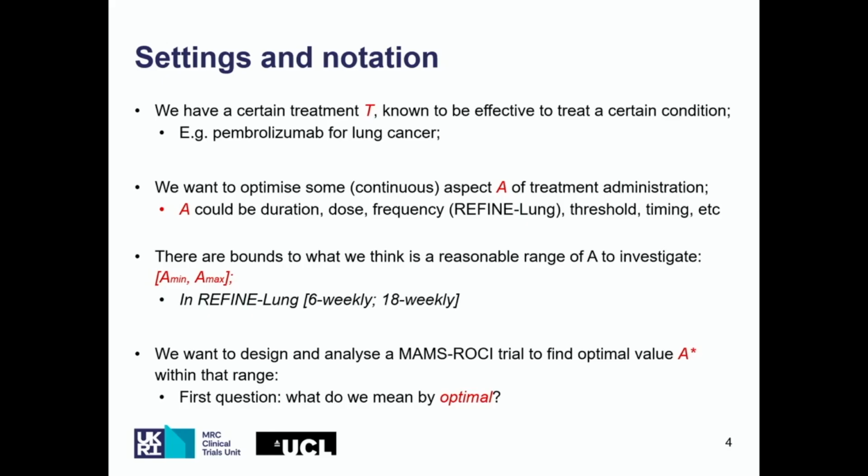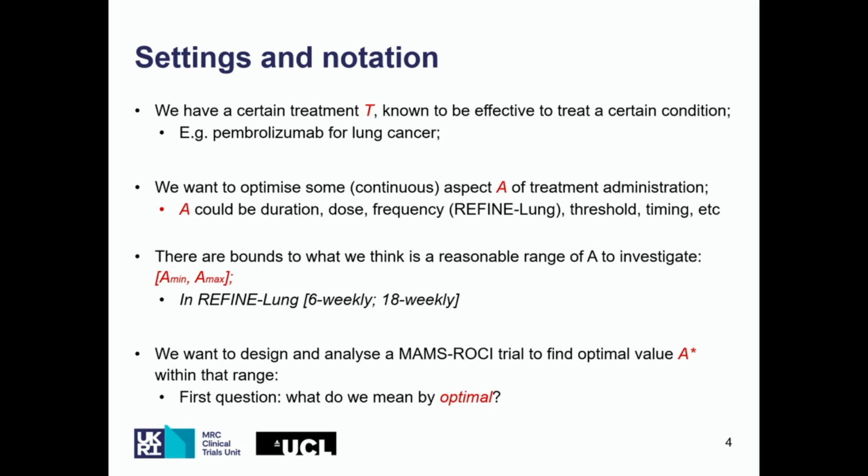So just to give a little bit of notation, we are in a situation where we have a certain treatment T that is known to be effective to treat a certain condition. For example, in refined lung disease, pembrolizumab for patients with non-small cell lung cancer. And we want to optimize a certain continuous aspect of treatment administration that we call A. So this can be anything from duration to dose to frequency, as in refined lung, or a threshold or a timing of the intervention. So anything that is a continuous treatment rather than the standard binary treatment that we use in most trials.